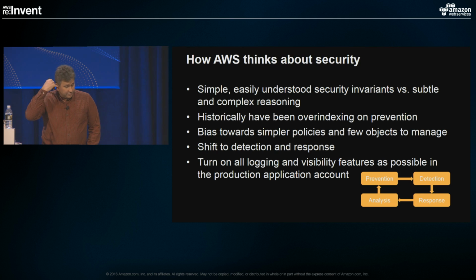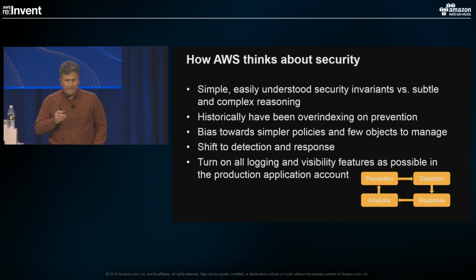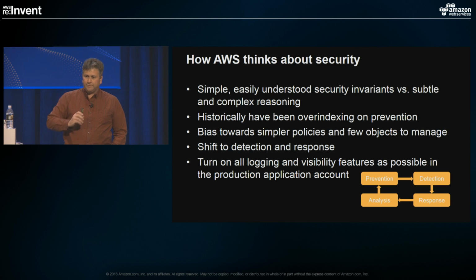All right, so how AWS thinks about security. This was kind of new to me when I joined AWS, and it was kind of opposite of everything I'd heard about security up till then. Everything seemed to be getting more and more complicated, with more things you had to worry about. The way we think about security, and I've seen this is true: simple, easily understood security invariants versus subtle and complex reasoning. That's important, because once you get to the point where you can't understand what you did to secure something, guess what? It's not really secure anymore.